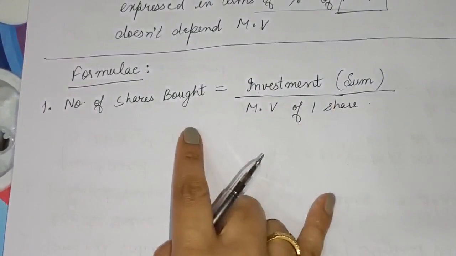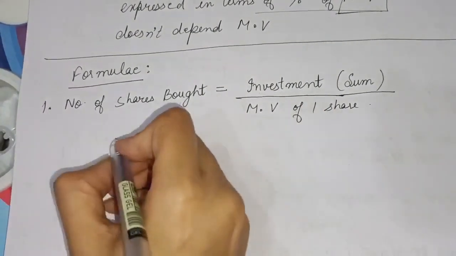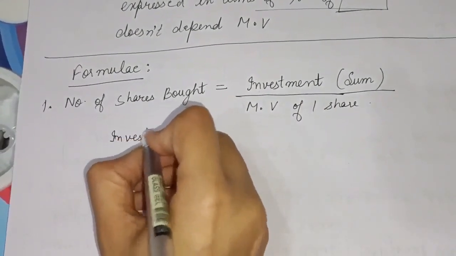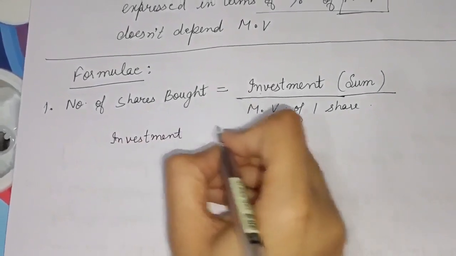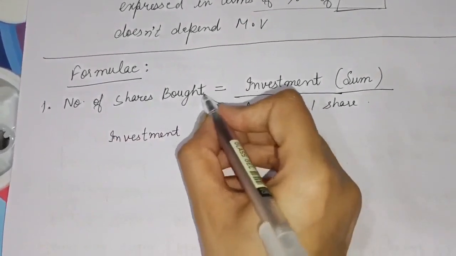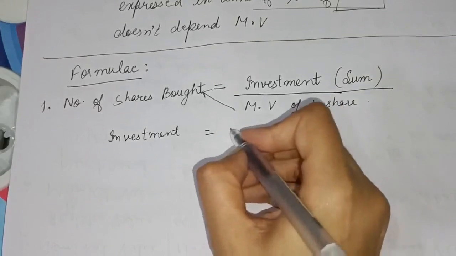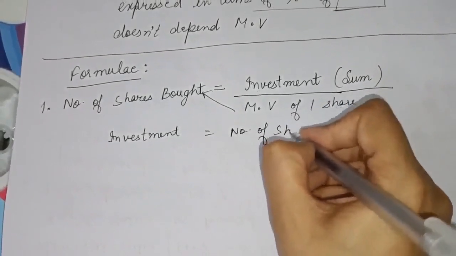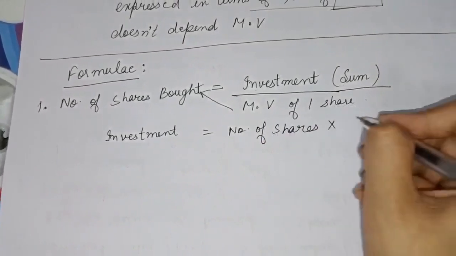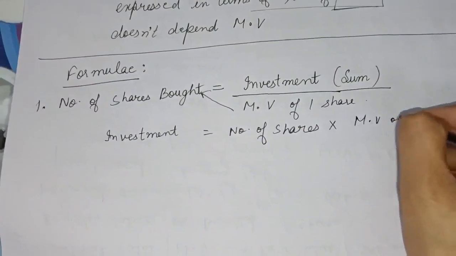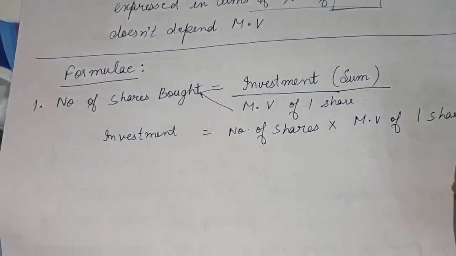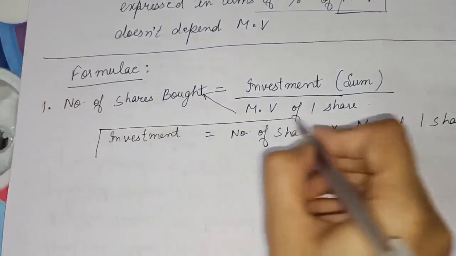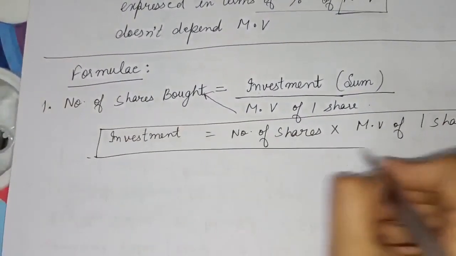So from this formula, if suppose you have to find investment, from here itself we can see investment is equal to, if market value we are shifting to the other side, number of shares into market value of one share. So from one formula itself we are getting two formulas.